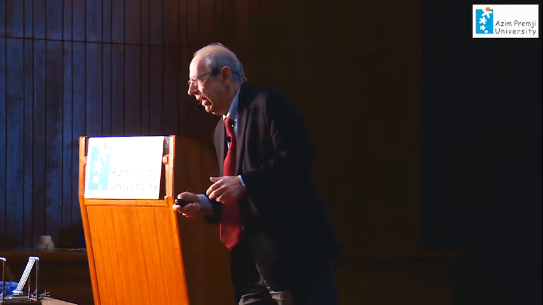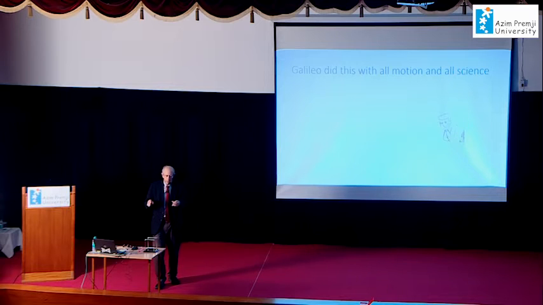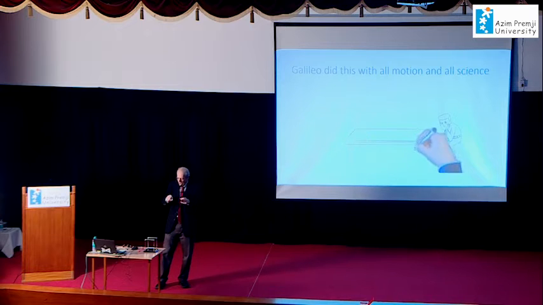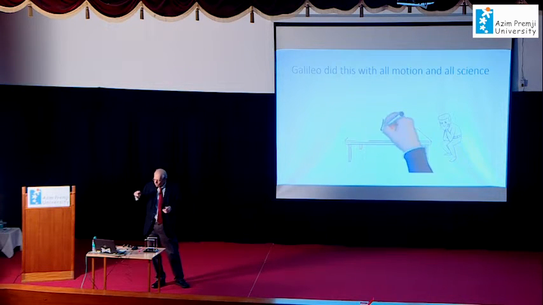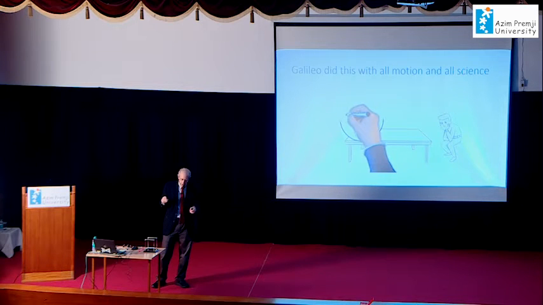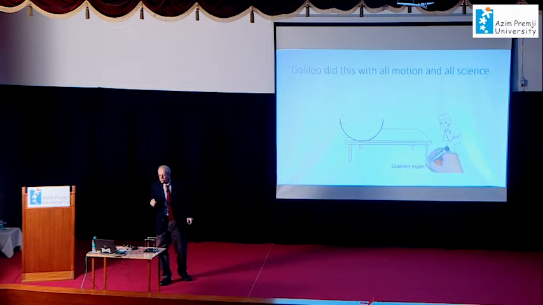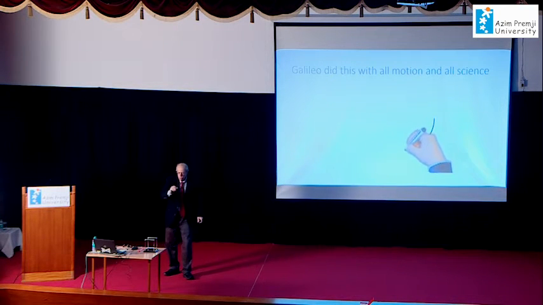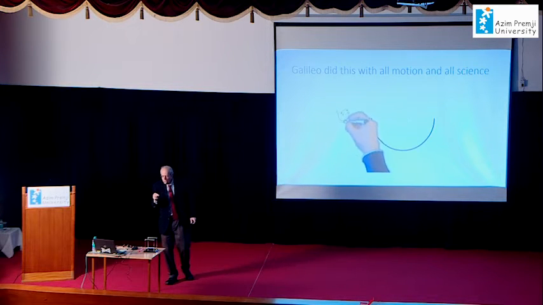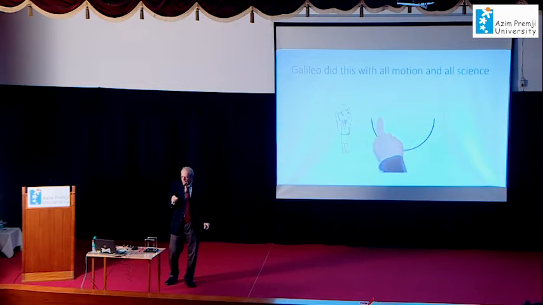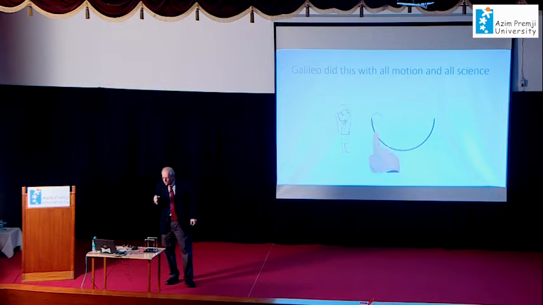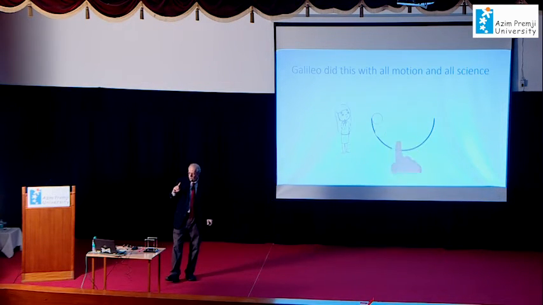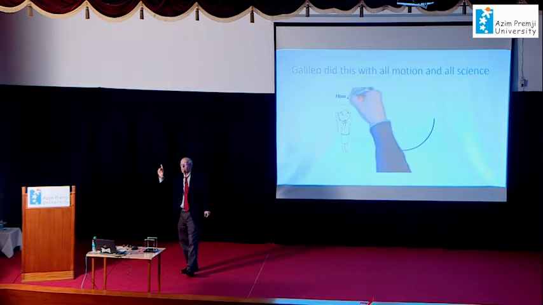So here's an example of that. Galileo decided to build a ramp, and he's going to roll a ball down the ramp. When he rolls the ball down the ramp, he wants to observe what happens to the ball. The ball will start going down the ramp, and we know it's going to go down to the bottom, but we also know that it's going to go up to the other side.